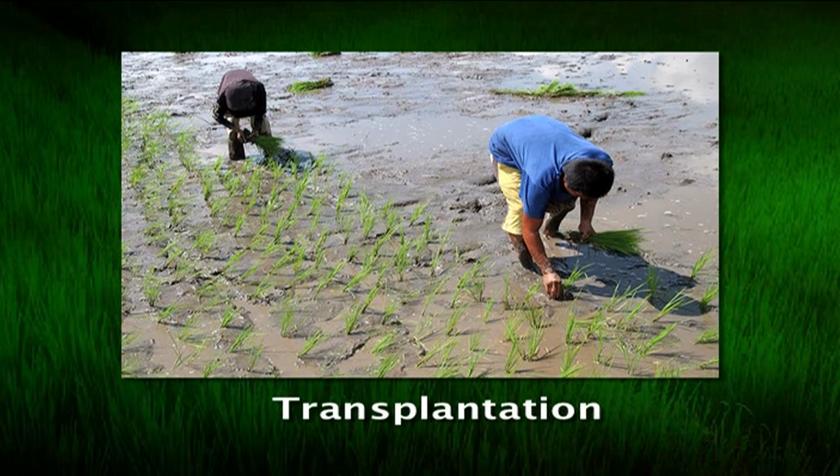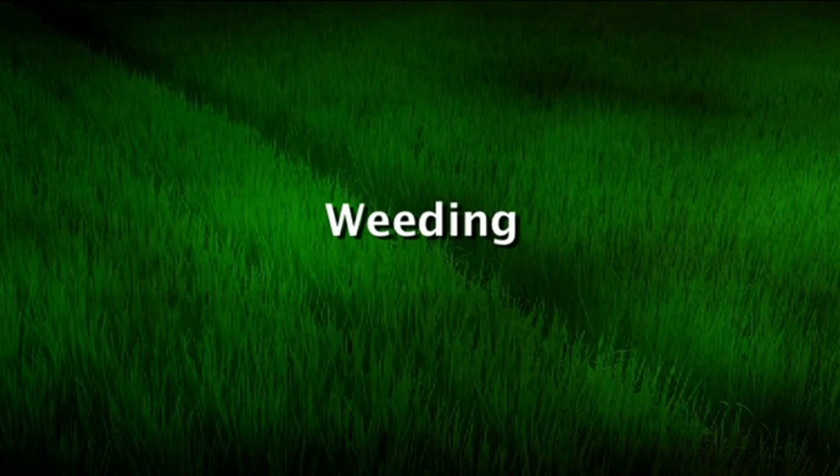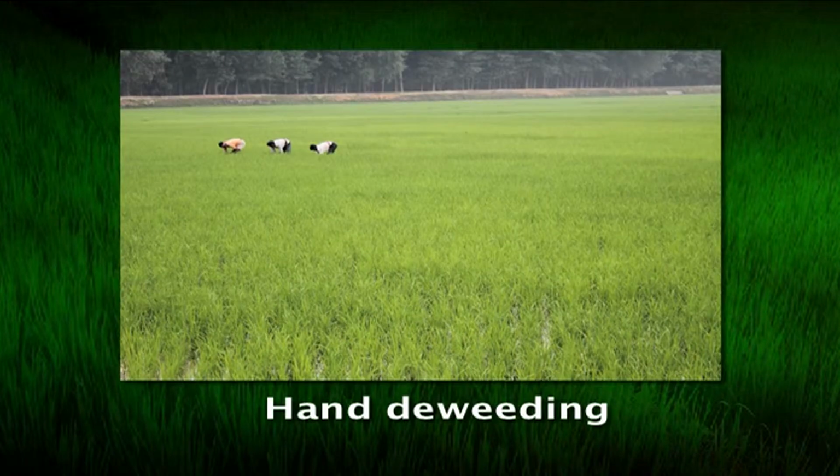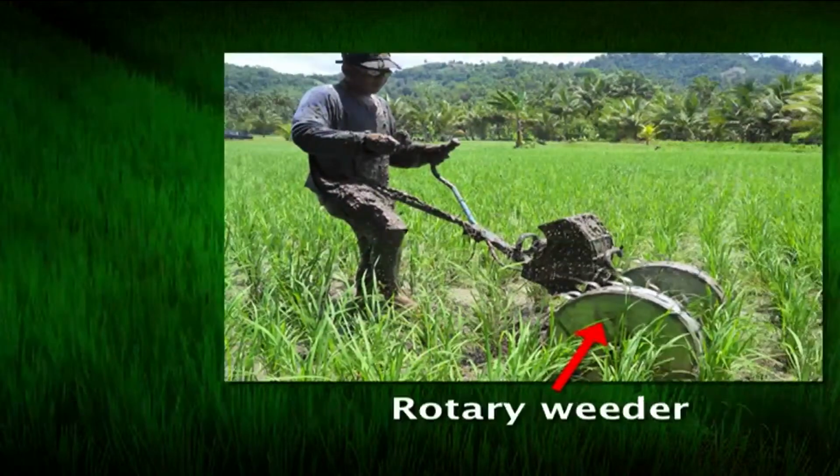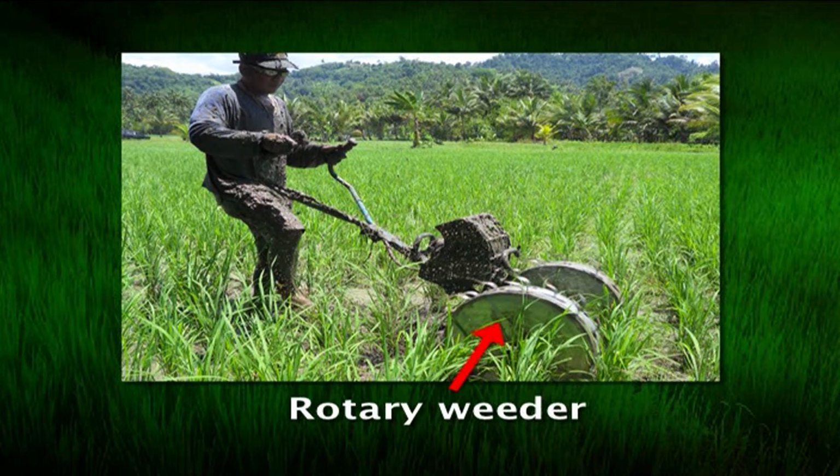Transplanting. The 20 to 28 days old seedlings are ready for transplantation. 3 to 4 seedlings are pushed into mud mound by hand and are usually planted in regular lines. Weeding. Weeding of rice is usually done by hands, but there are many mechanical devices like the rotary weeder.